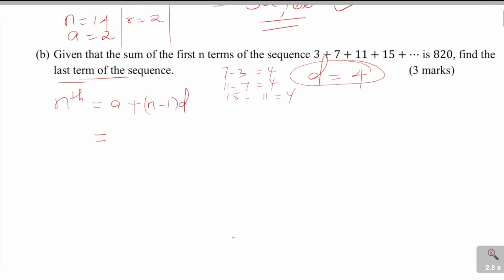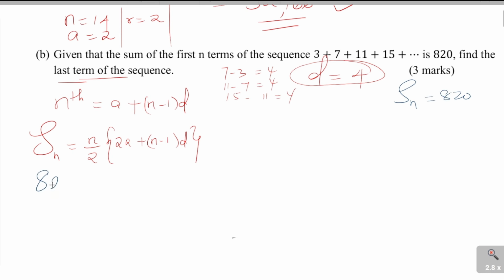So since you're given the sum of the first n terms, you're going to use that. So how do you get the sum of a number of terms in an arithmetic sequence? The sum is given by n divided by 2 times 2a plus (n minus 1) multiplied by d. That is what you're going to use, because you already have the sum of a number of terms, which is 820.